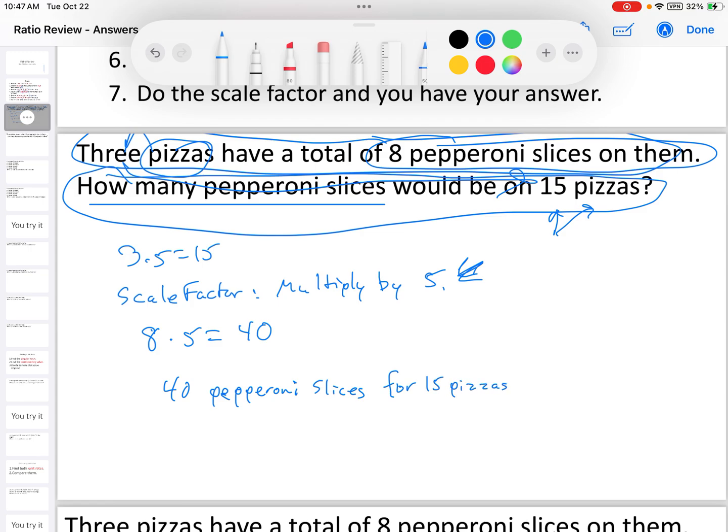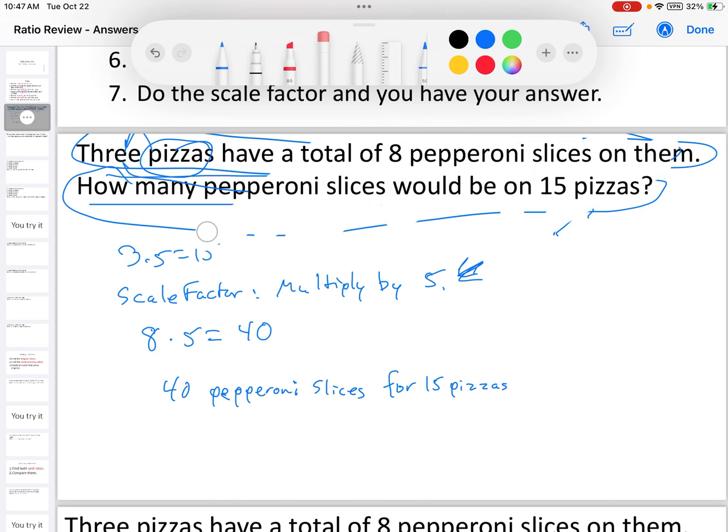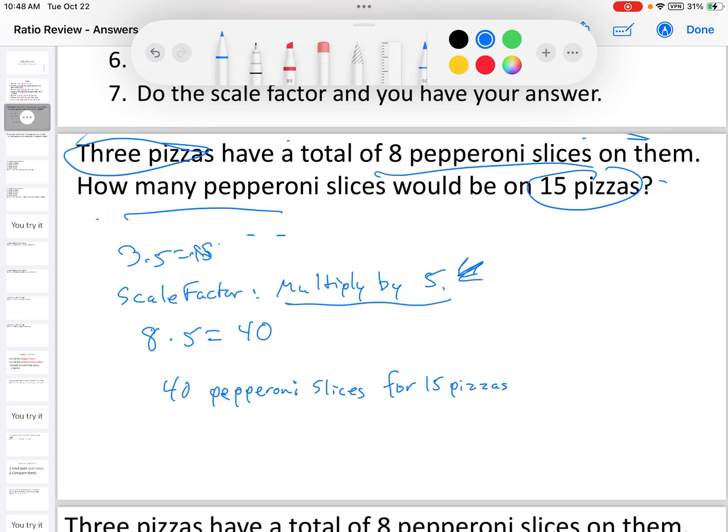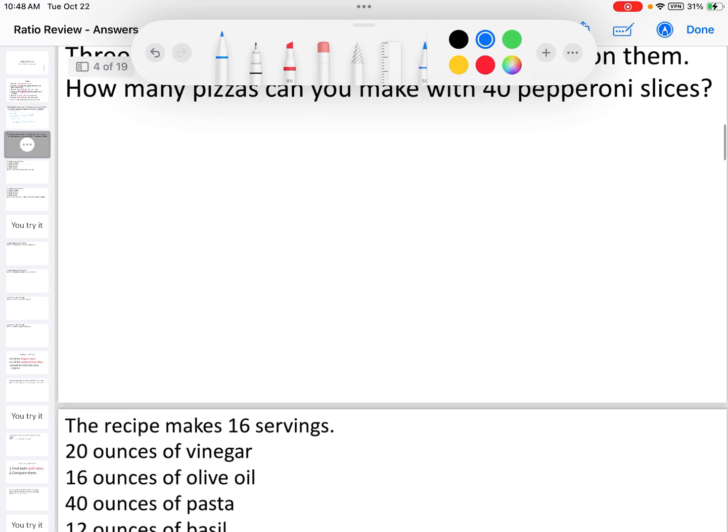So, you look for the number. You look for the number, 15 pizzas, go from 3 pizzas, 3 times 5 is 15, therefore the scale factor is multiplied by 5. You look for what it asks for. It asks for pepperoni slices. There's pepperoni slices, that's 8. Since we're multiplying by 5, we do 8 times 5, 40, and therefore 40 pepperoni slices for 15 pizzas.